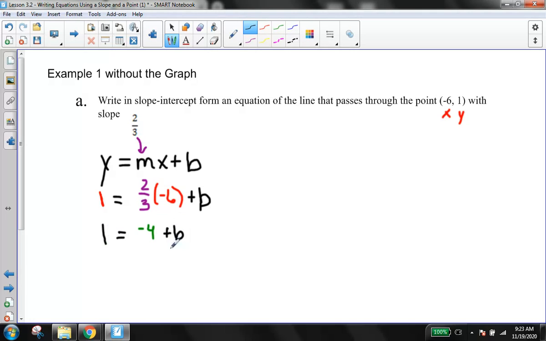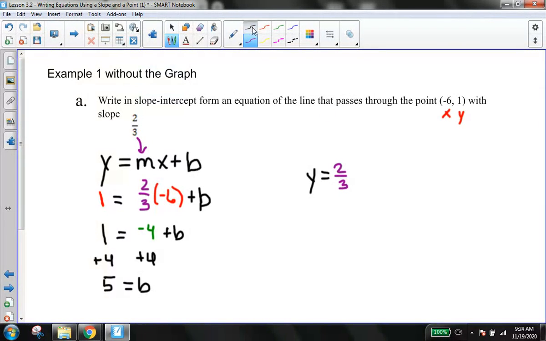All right, I want to get b all by itself, so how do I get rid of a minus 4? I add 4 to both sides. So I get my 5, I get my b. All right, so my y-intercept is 5, so that means my final answer should be exactly the same as what it was before. I have my slope, which is 2/3.